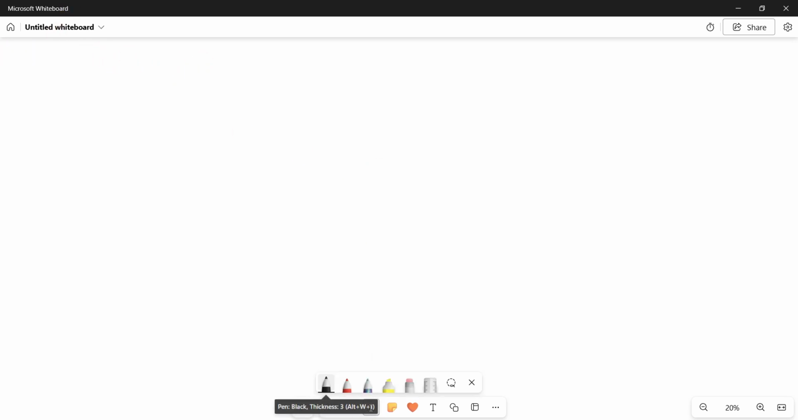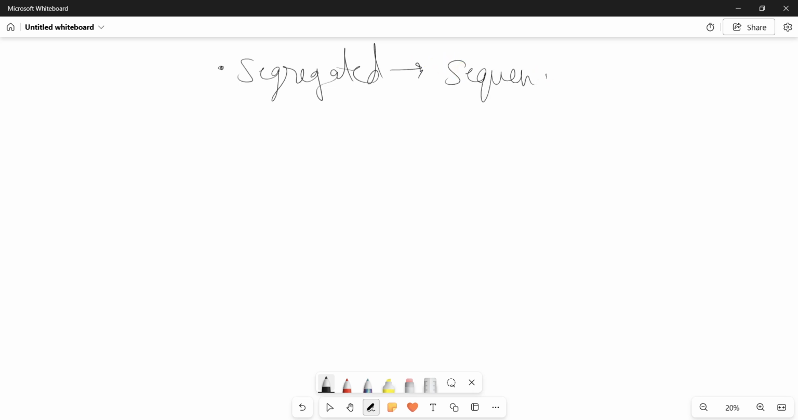So what is segregated? I talked about this before. So segregated is when you're sequentially solving for P, U, V, and I don't know what, W and rho.